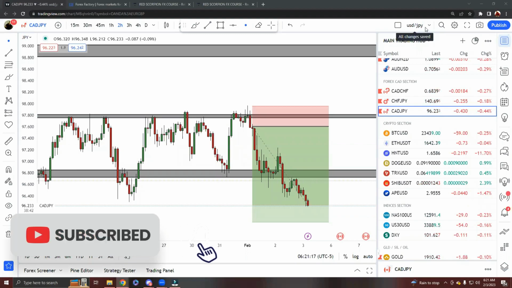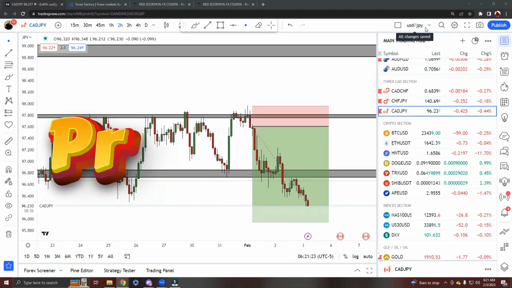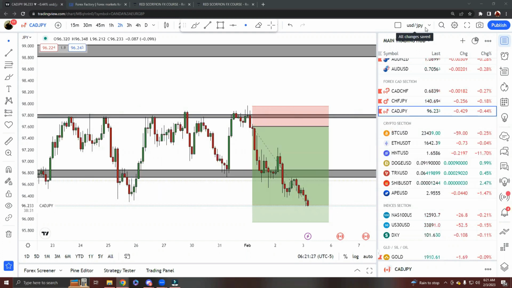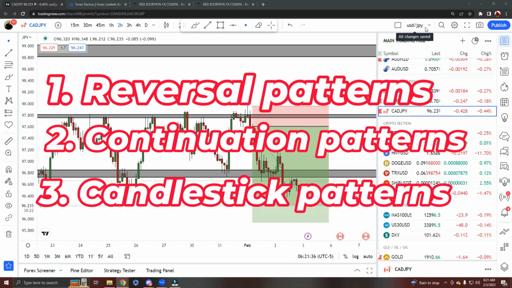I want to review my trade right here on CAD and explain how very simple this trade was. If you don't know by now, I trade using simple price action patterns that can be levels of support and resistance, combined with price action confirmations. It can be reversal patterns, continuation patterns, or even candlestick patterns at certain levels.